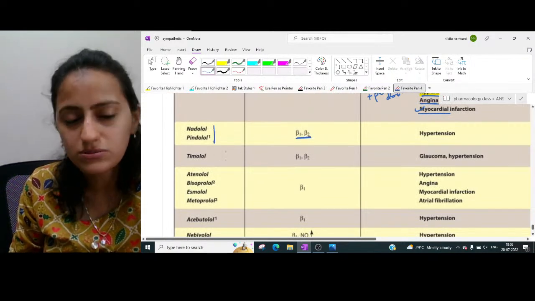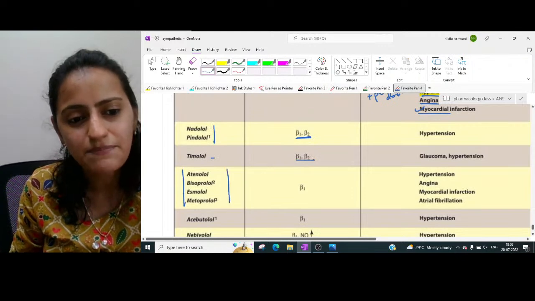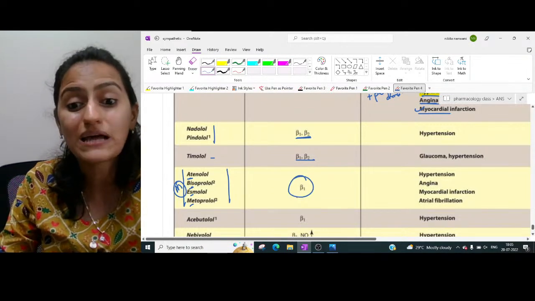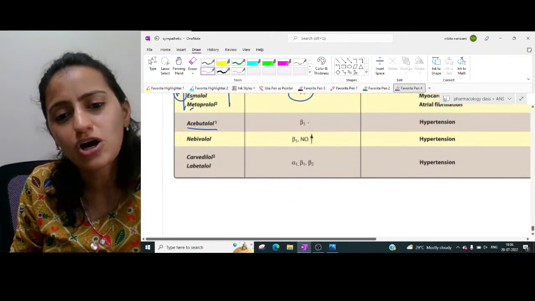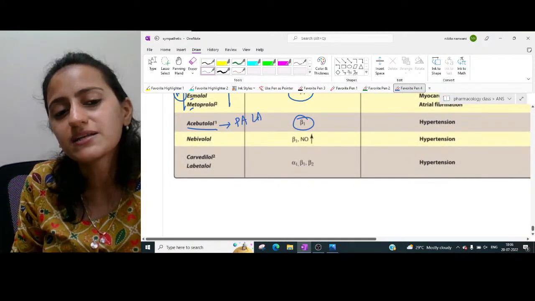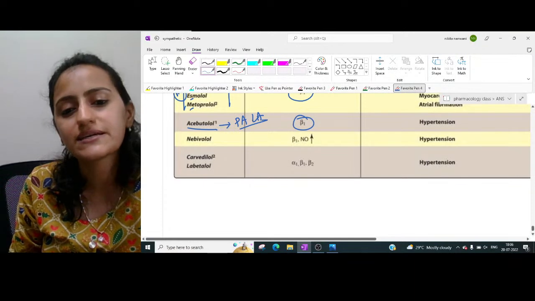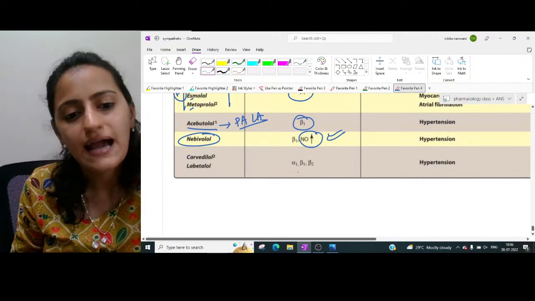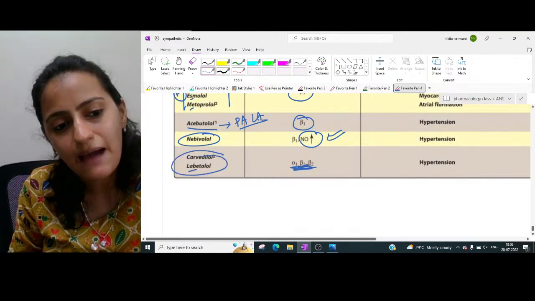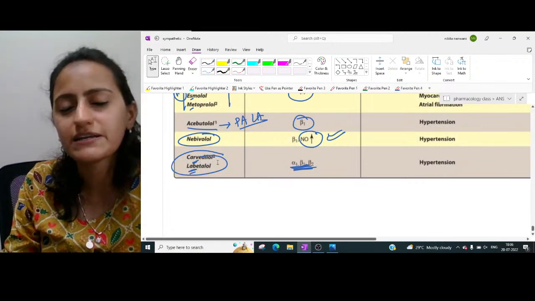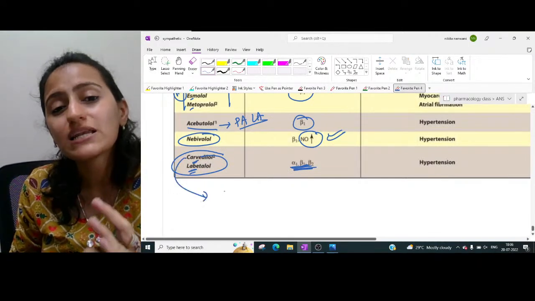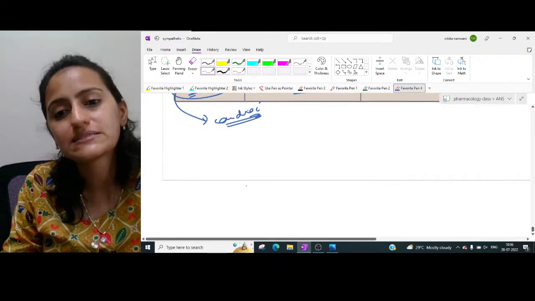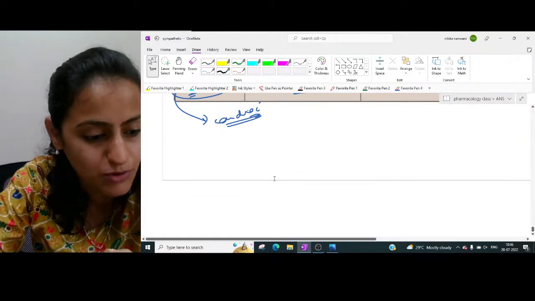Nadolol, pindolol are both. Timolol is non-selective. These are beta 1 selective: atenolol, bisoprolol, esmolol, metoprolol. Up till M, they are beta 1 selective. Then you have acebutolol, which is beta 1. It has both partial agonist activity and local anesthetic action. Nebivolol is your NO releasing drug. And alpha and beta blocker both is labetalol and carvedilol. Carvedilol is a cardiac use, remember it's used for the heart. It has antioxidant property also.